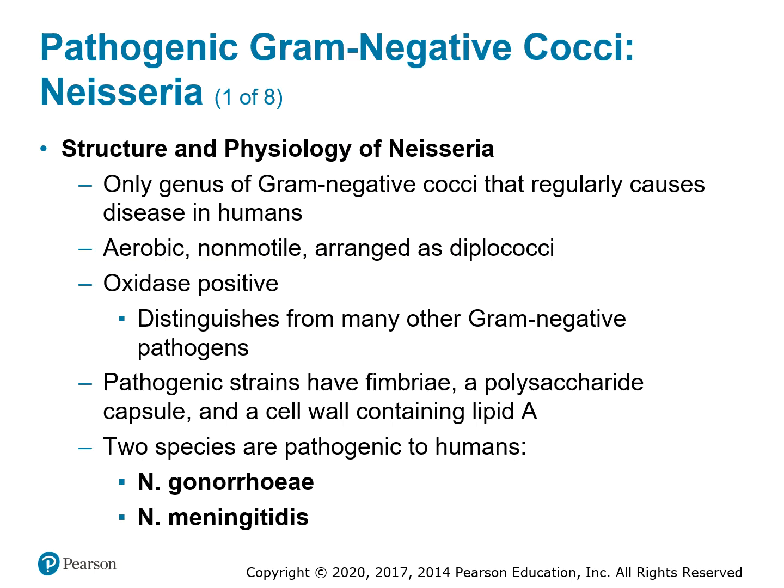Pathogenic strains have fimbriae, which allows them to attach to things. They have a polysaccharide capsule, which protects them, and they have that lipid A that I just mentioned in the cell wall. There are two species that are pathogenic to humans that we want to talk about. One is Neisseria gonorrhea, and the other one is Neisseria meningitis.